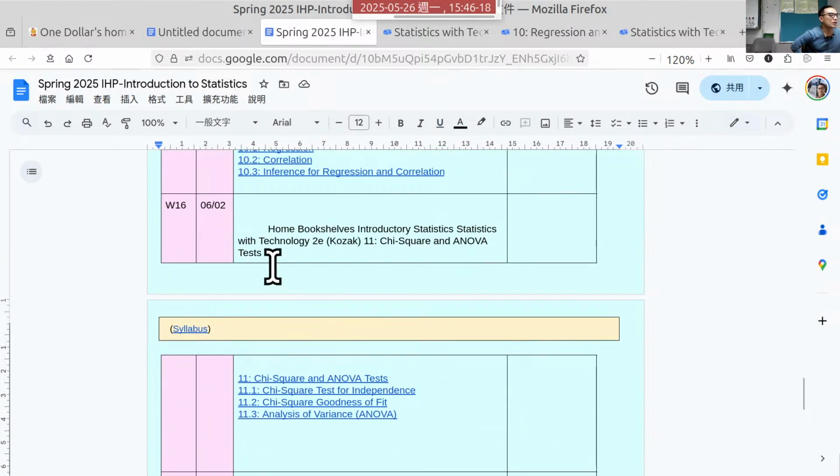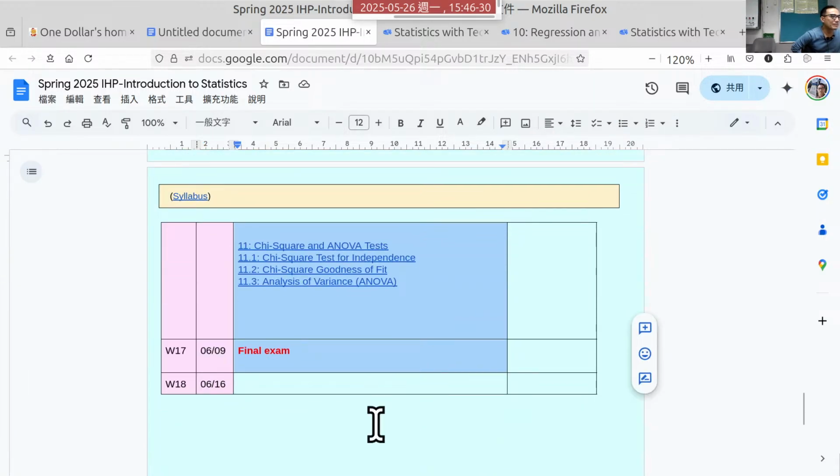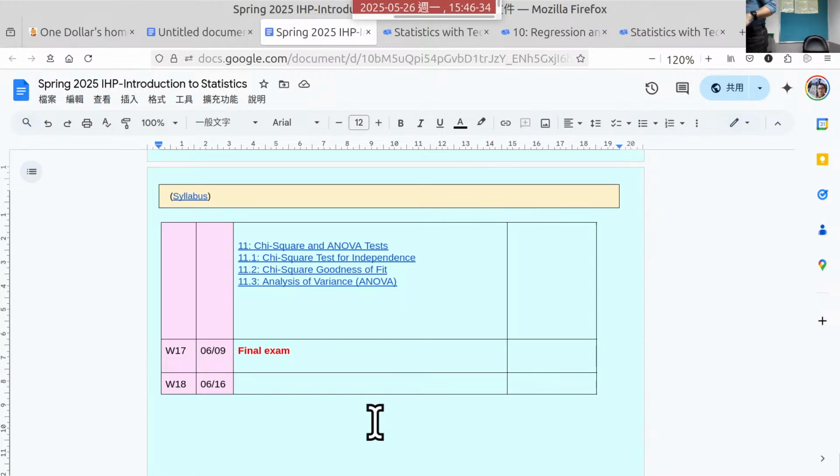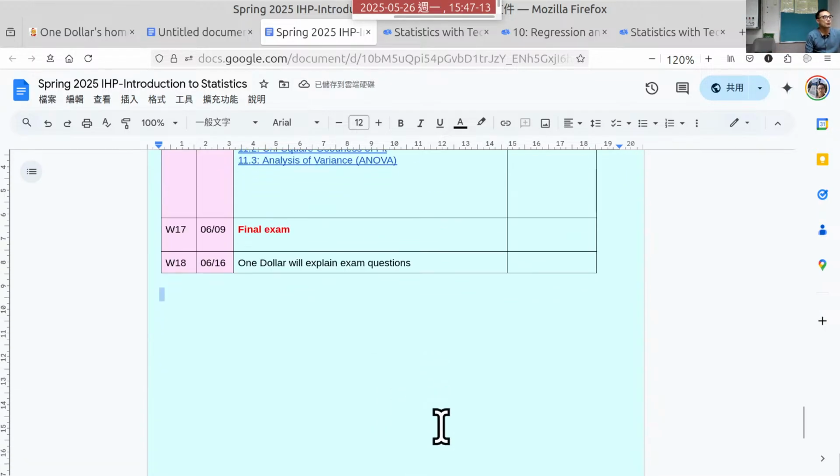Next week, we will move to chapter 11. Chapter 11 is chi-square. Also next week, June 9th, is the final exam. Please remind me, and I will give you some old exams and videos. You can review the content from the previous year. And in the last week, I will explain the exam questions.